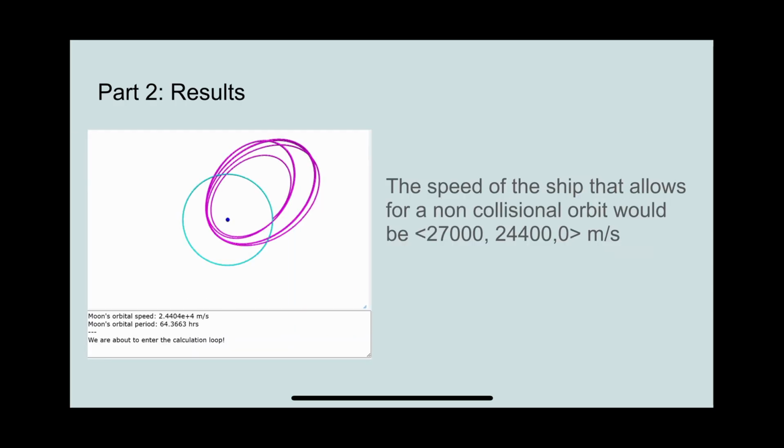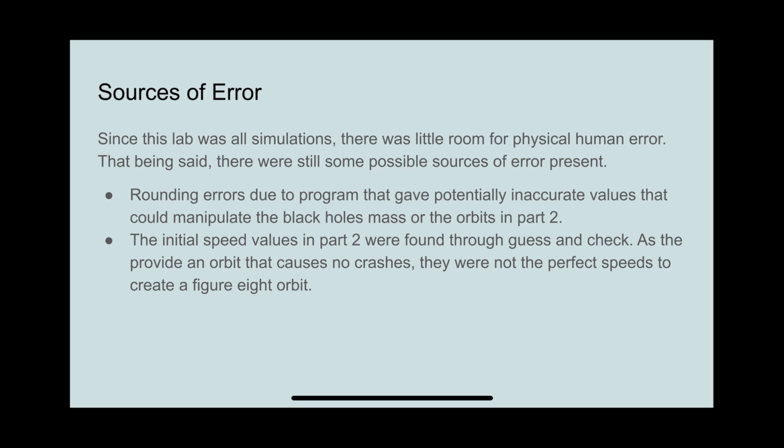The results of the code are shown below, and the speed of the ship that allows for a non-collisional orbit would be 27,000 meters per second in the x direction and 24,400 meters per second in the y direction. Some sources of error in this lab would be rounding errors and then just some guess and check errors. Since this lab was all simulations, there was little to no room for physical human error, but like I said, there are some possible sources of error present.